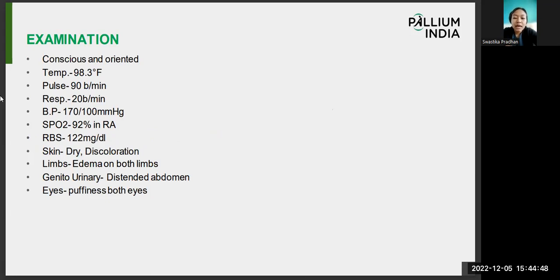On examination, the patient was conscious and oriented, temperature 98.3 degrees Fahrenheit, pulse 90 beats per minute, respiration 20 per minute, BP 170 by 100 mmHg, SpO2 92% in room air, RBS 122 mg per dl, skin dry with discoloration, edema on both limbs, distended abdomen, and puffiness seen in both eyes.